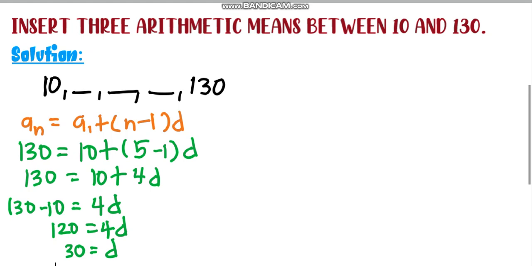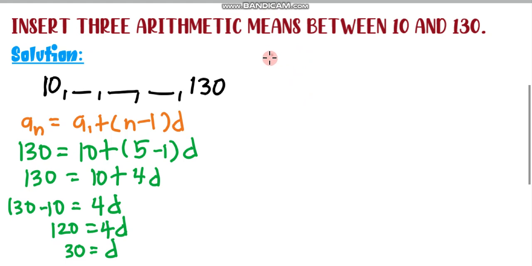So, this means that when you get the difference between any two consecutive terms, the difference that we will be getting is 30. Now, let's find the 3 arithmetic means. After getting the difference, we can now find the arithmetic means.